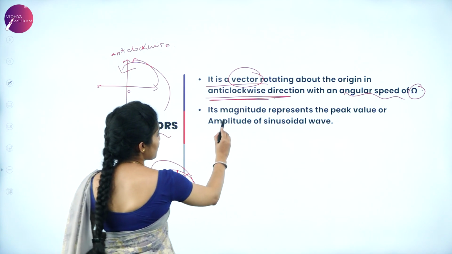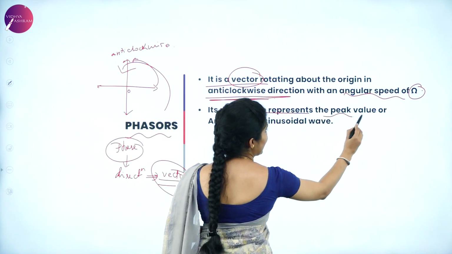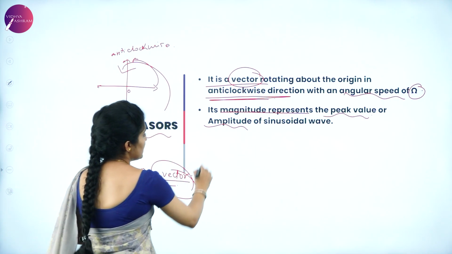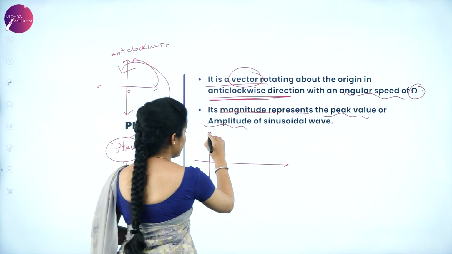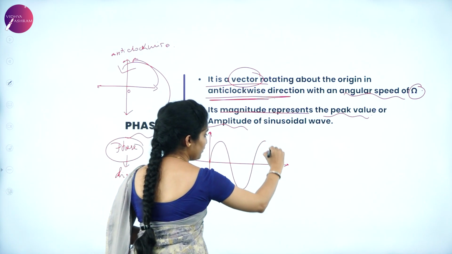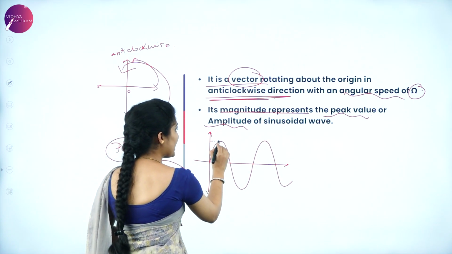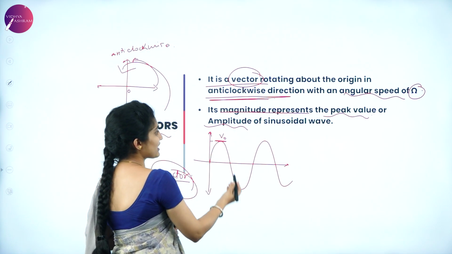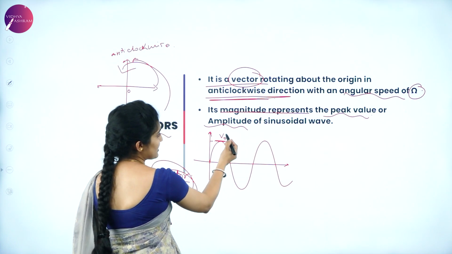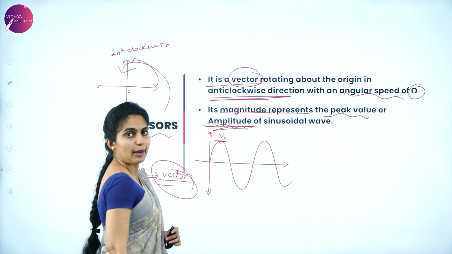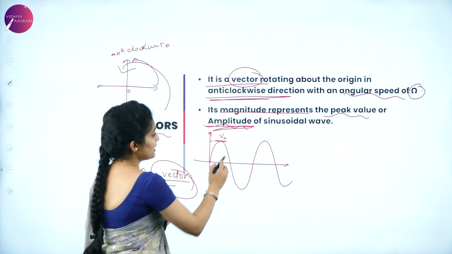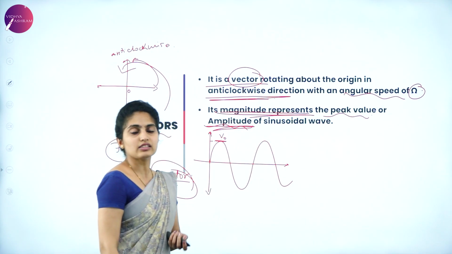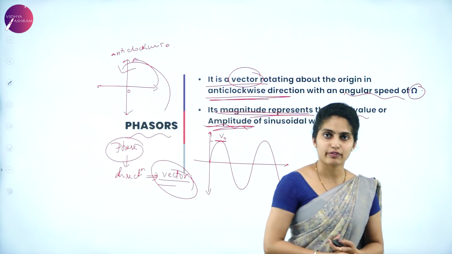Next, its magnitude represents the peak value or amplitude of the sinusoidal wave. So the sine wave, as you had studied, this wave is a sine wave. And the peak value is said to be V0, or else it can also be called I0. So the peak value is the amplitude, and this represents the magnitude of the phasor. So that is all about phasors that you have to know.